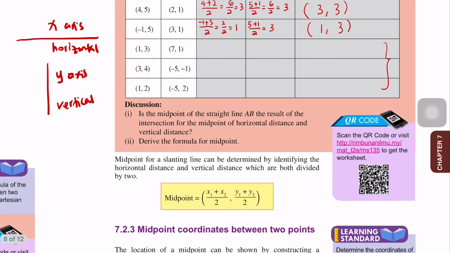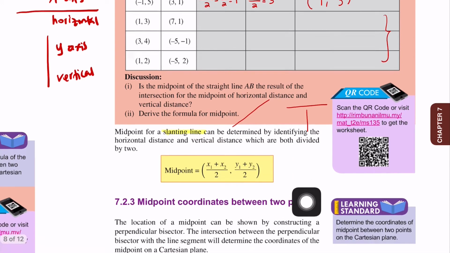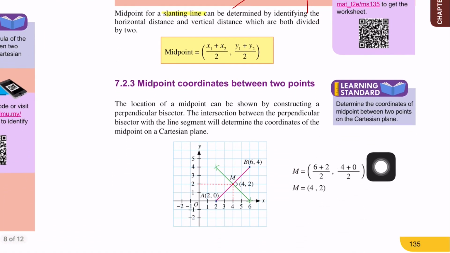Okay, so the midpoint of a slanting line. Ingat, slanting line ni adalah garis yang senget. Slanting line, garis yang macam ni. Kalau yang macam ni tadi, vertical, horizontal, kita boleh terus kira direct daripada graf itu. But if it involves slanting line like this, the easiest way is we try to use this formula. So now let's try to calculate the midpoint by using formula, which is the next learning standard.